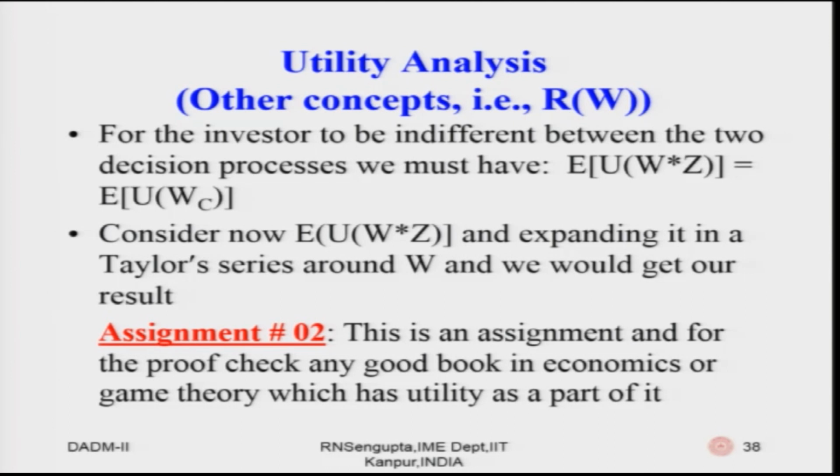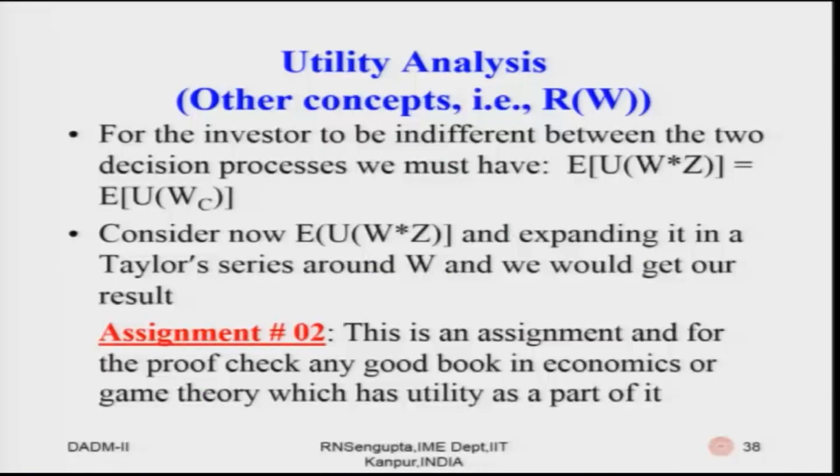So, what we have is basically the expected value of the utility of W into Z, and why it is being multiplied, because now it is basically a ratio. So, we can find out by multiplying and finding out the total commitment of the amount of money which you want to invest, and on the right hand side you have WC. So, that value should match. So, the expected value of both sides, left hand side and right hand side, should match.